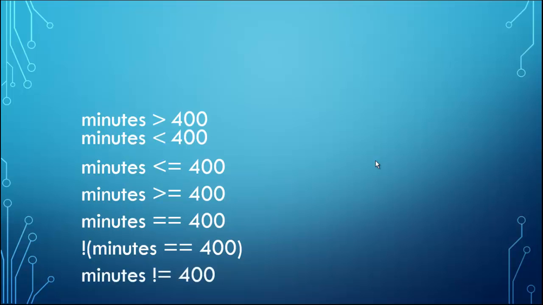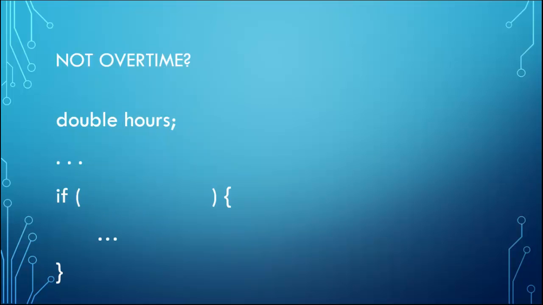But there's also a quicker way to write this. You're putting the not sign right in there. Minutes is not equal to 400. I show you that first way because it'll actually come in handy a little bit later. So don't forget about that. But if we want to just compare two numbers, we'll use not equal to. So let's do a quick practice. We want to display a message if the user did not earn overtime.